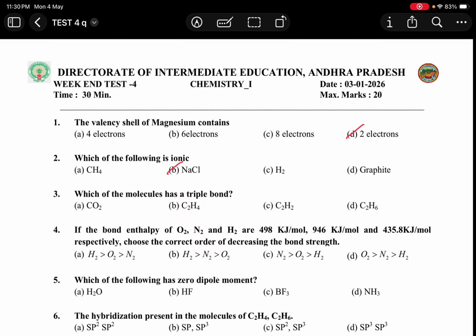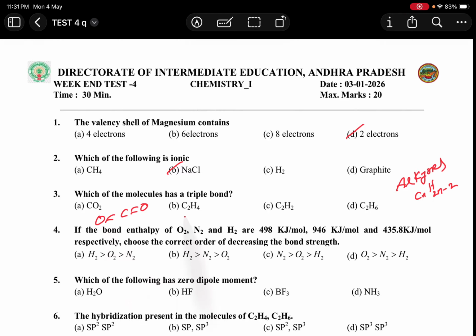Next, third one, which of the following has triple bond? Triple bond is present in alkynes. Triple bond is present in alkynes having the general formula CnH2n minus 2. The given options, CO2 contains double bond.